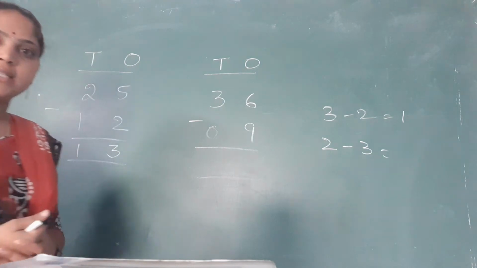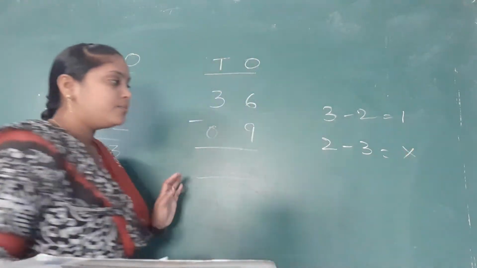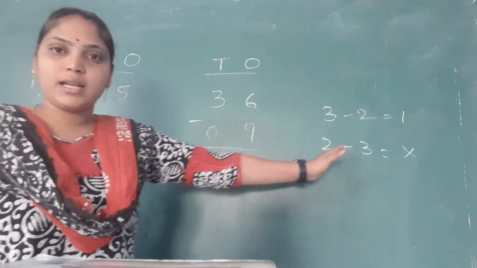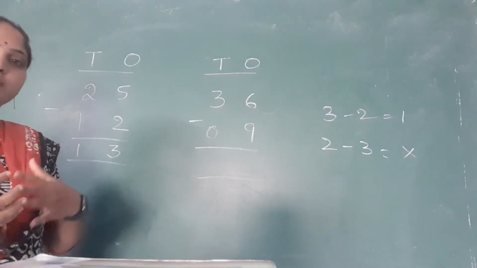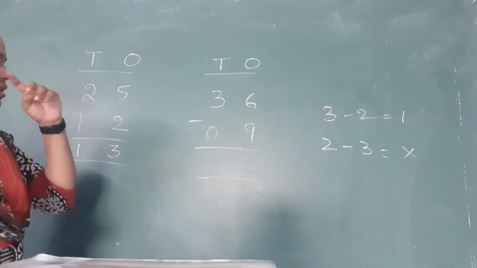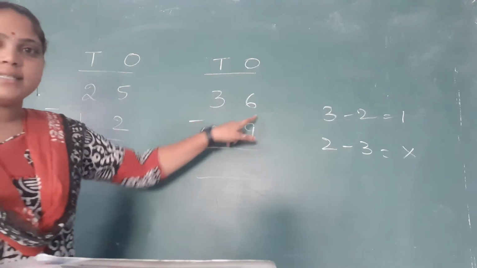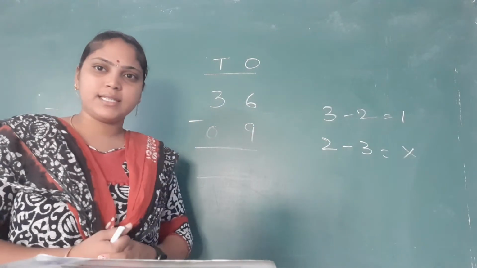Can we subtract 2 from 3? No, it's not possible. Why? Here 2 is the smaller number and 3 is the bigger number. We can subtract only a smaller number from the bigger number. Now here you have to check, children. 36 minus 9. Can we subtract 6 minus 9?